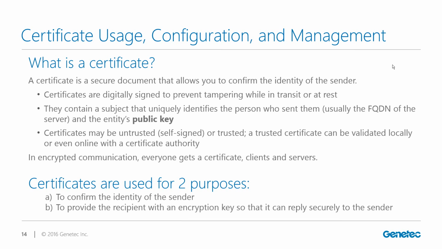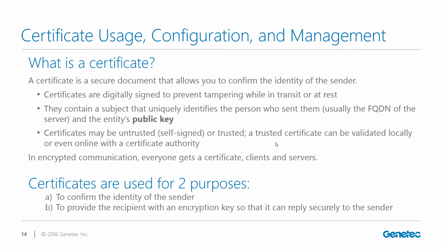They contain a subject, which uniquely identifies the person who sent them. The subject is usually the FQDN, the fully qualified domain name. That's usually the host name and the domain name put together. So that way you can tell exactly that the sender is who they say they are, and it also contains the entity's public key as well. We have two types: untrusted or trusted certificates. Self-signed certificates are usually untrusted. We're going to see how that can be changed in a bit. And if we have a trusted certificate, that can be verified either locally or online using a certificate authority, which you're going to see abbreviated as CA quite a bit in this presentation.